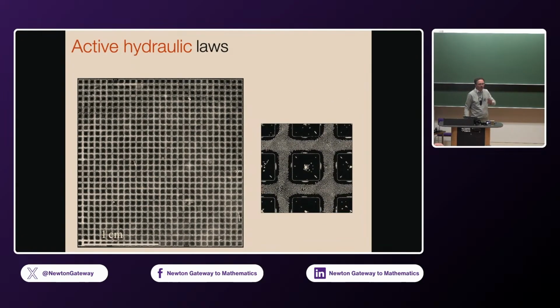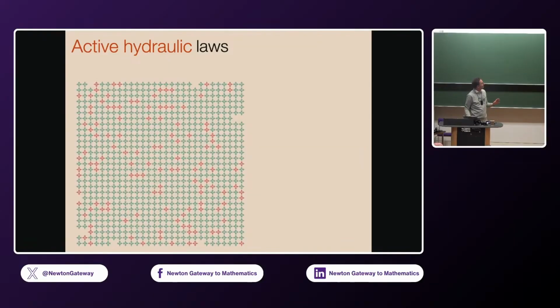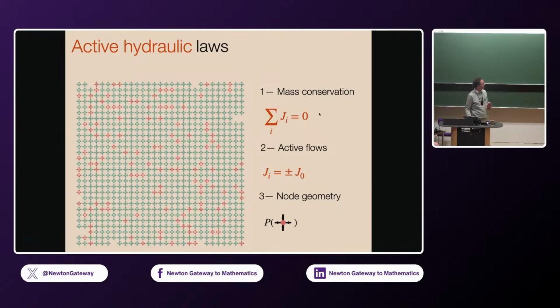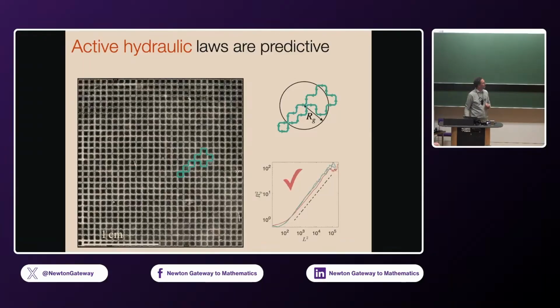Okay. So let me summarize what I've just said. We wanted to establish active hydraulic laws. We started with a simple experiment on the square lattice. We measured the current distribution. What we found was that the current distribution was absolutely consistent with these two constraints: mass conservation, and current equals ±1 on the edges. We measured the probability of finding the vertices, the pink and the green ones, based on the geometry of the channels. And with this, we found that the Lagrangian trajectories are self-avoiding polymers, and we have been able to compute their geometry.